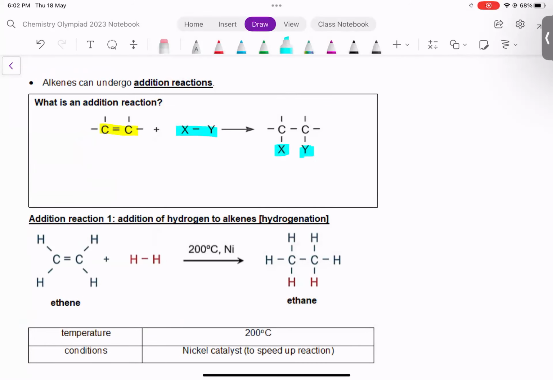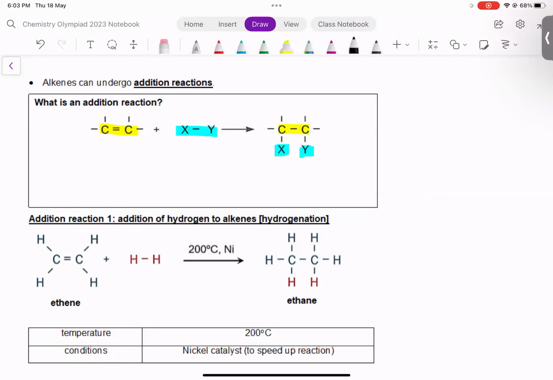Importantly, the double bond is gone. At the end, the double bond is gone. The double bond is now a single bond, and the two atoms have added to the carbon atoms in the double bond to form a single product. So now let's synthesize all this.